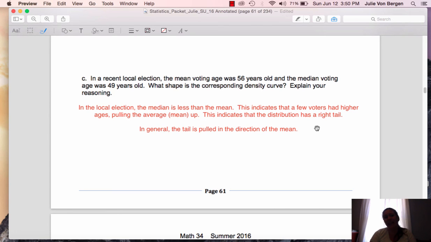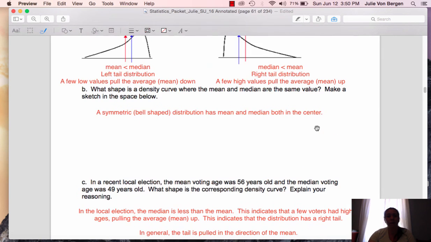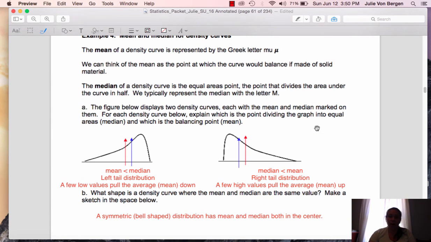In general, the tail is pulled in the direction of the mean. If you look back up here at our graphs, we see the mean is higher when we've got a few high values in the right tail graph, and the mean is lower than the median when you've got a few low values in the left tail distribution. So again, I find it helpful to remember that the tail, or the skew, is in the direction of the mean.